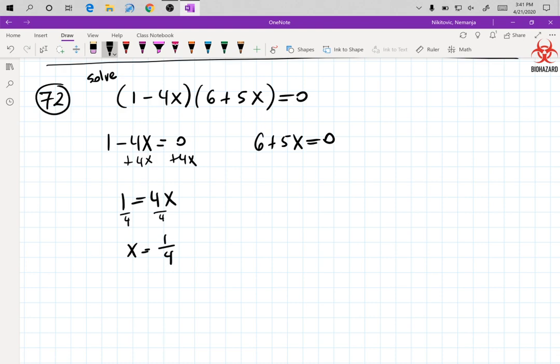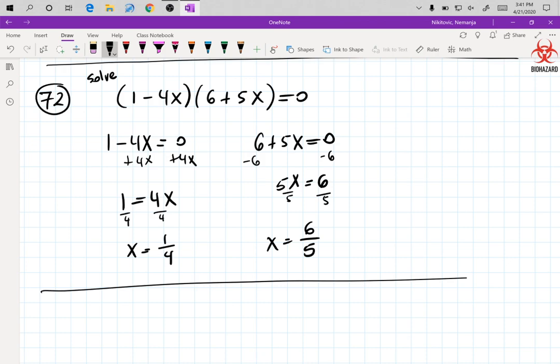On the other side, take away 6. We have 5x equals 6. Divide both sides by 5. x equals 6/5. So we had two fraction answers. It's okay to have fraction answers. There is no reason to panic, right? You just have to be careful as you are solving these to subtract the correct values, add values, and so on. Let's do another one.